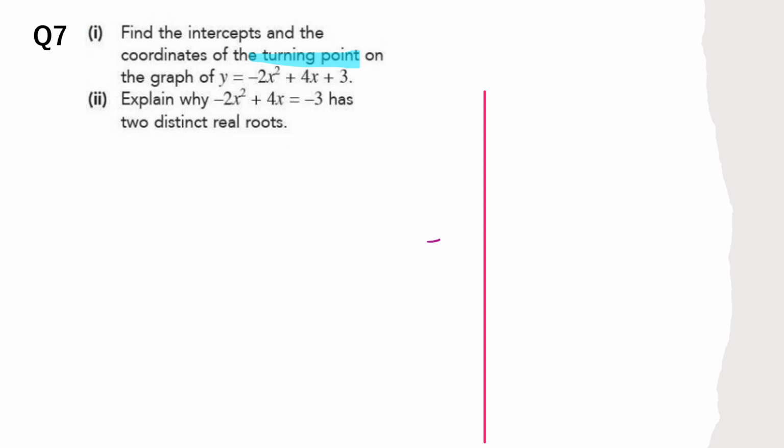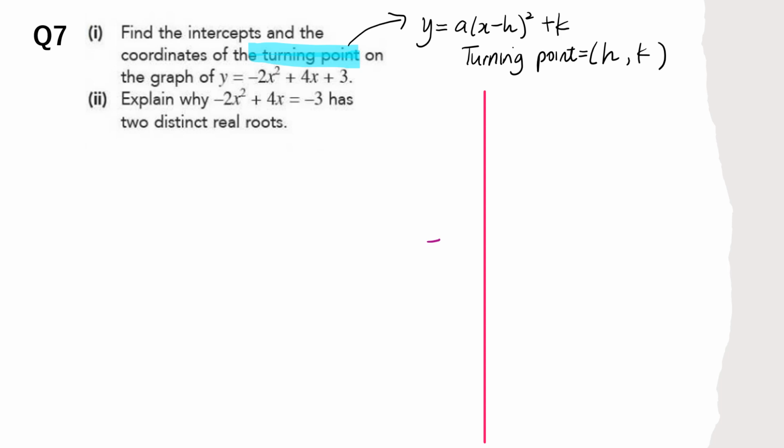So first of all, let's zero into these two words, turning point. What does turning point mean to you? When do you actually encounter turning point? Yeah, we encounter turning point in chapter 1, where we need to express the quadratic functions in the completed square format. If you were to recall, y equals a bracket x minus h close bracket square plus k, the turning point will be h comma k.